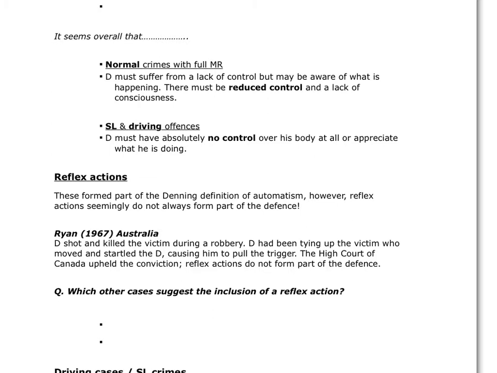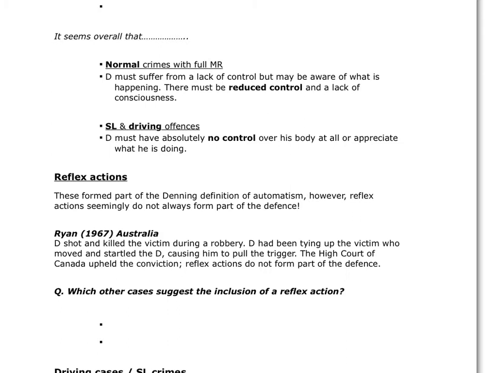Second example, we'll stick with the bees. If I'm driving and I go onto the path because of the swarm of bees, that particular driving offence would be strict liability, so automatism would fail. Why? Because my hand is still on the wheel, my foot is still on the pedal, I have control. So automatism would fail this time. With the normal crime of criminal damage, it can succeed because I had reduced control due to the panic and the bees. But with SL, a driving offence, it would fail because I still had some control.